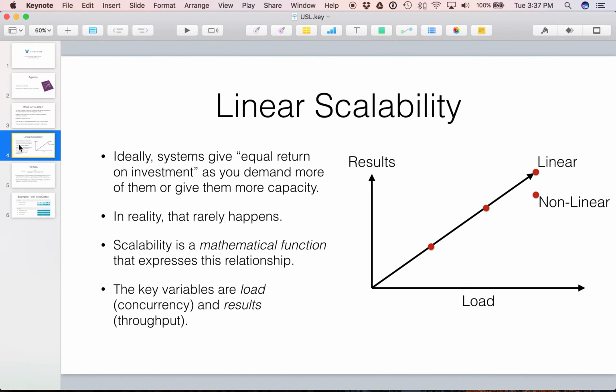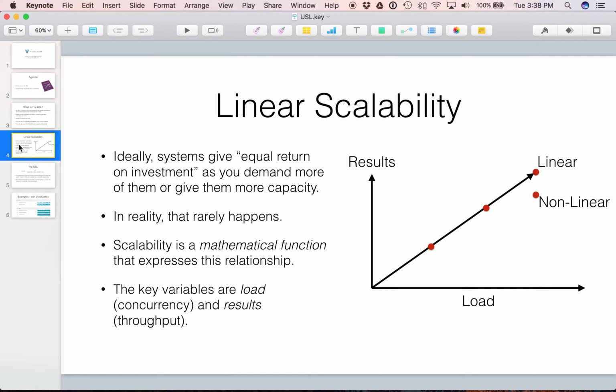So what is linear scalability? Ideally, as you scale a system up, either adding load or adding capacity to it, you get a linear relationship between that scaling and the results that you get from the system. So results meaning the work that the system does. For example, as you add nodes to a clustered system, if you double the number of nodes in the system, you hope that you can do twice as much work, twice as many queries per second, whatever your system is doing, with the doubled size of the system. In reality, that usually doesn't happen.